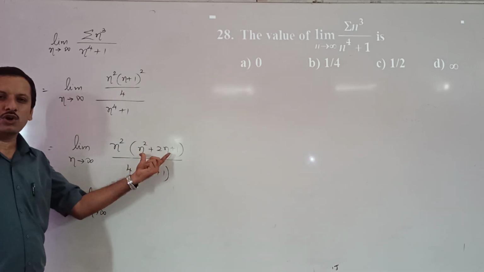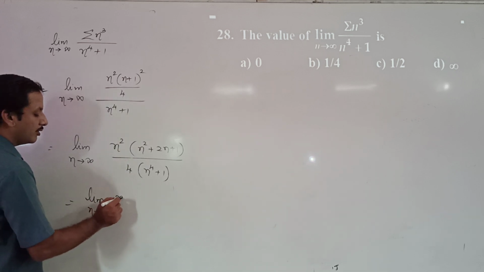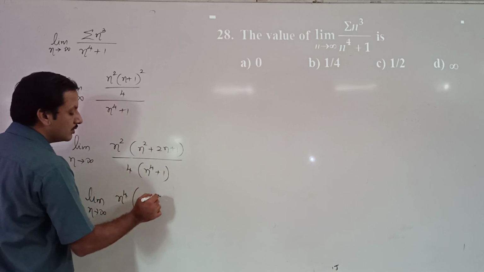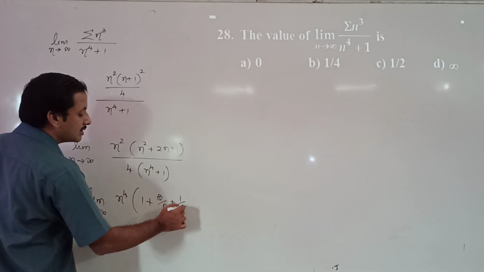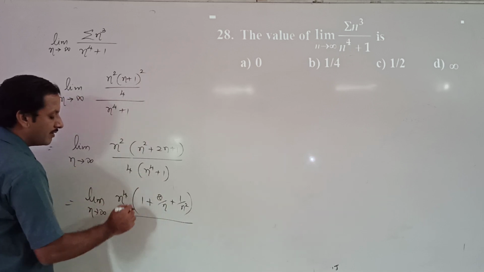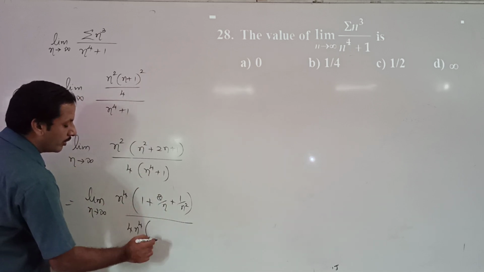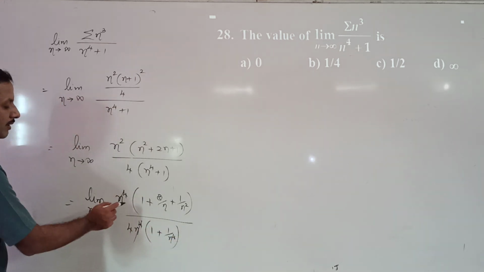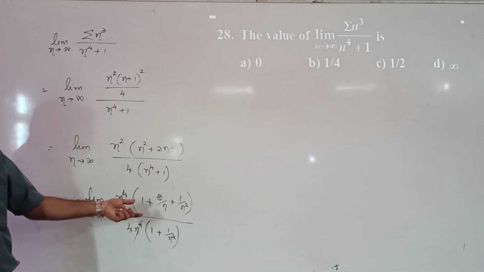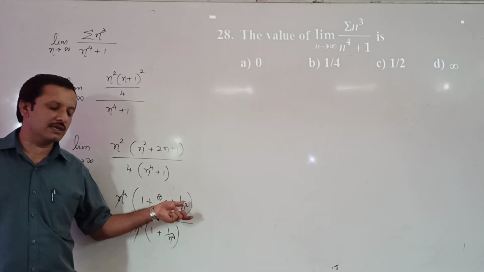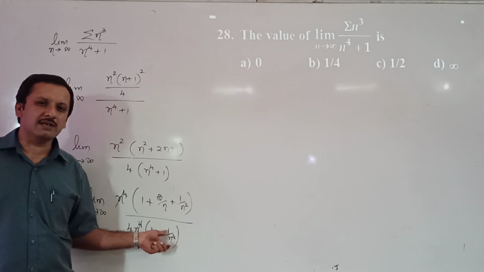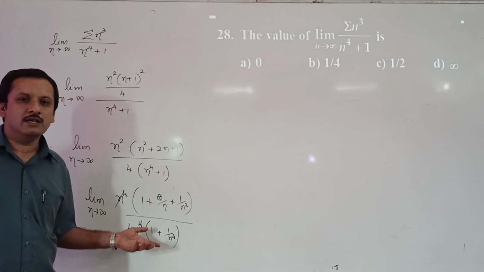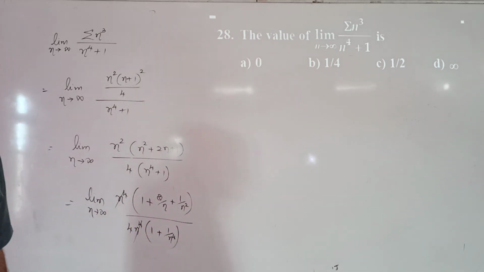I will take n square as a common factor from this. Already there is an n square, so it will become n power 4. Here we will have 1. I have taken n square out, so here 2 by n will remain. Here 1 by n square will remain. Here I will take n power 4 out, so 4 into n power 4. This will become 1 plus 1 by n power 4. So this n power 4 gets cancelled. As n tends to infinity, 2 by n becomes 0, 1 by n square becomes 0, and 1 by n power 4 will also become 0. So you will have 1 in the numerator, and in the denominator 4 into 1. So the answer is 1 by 4.